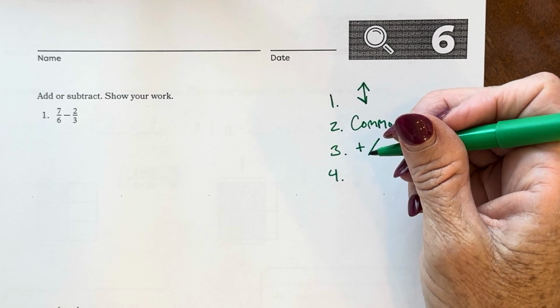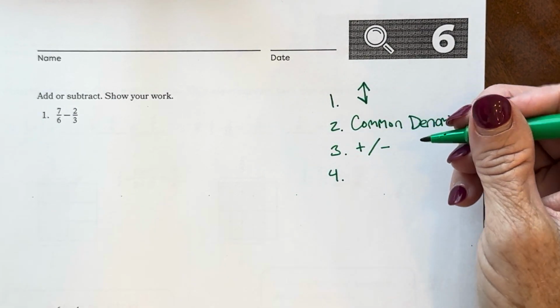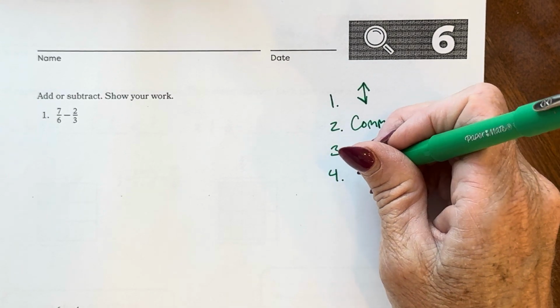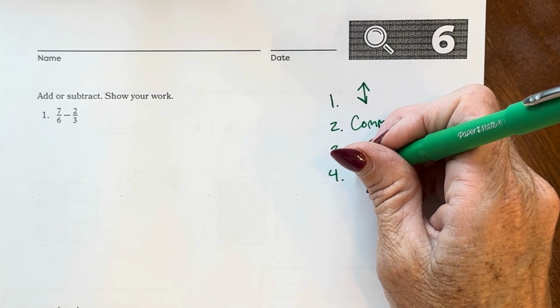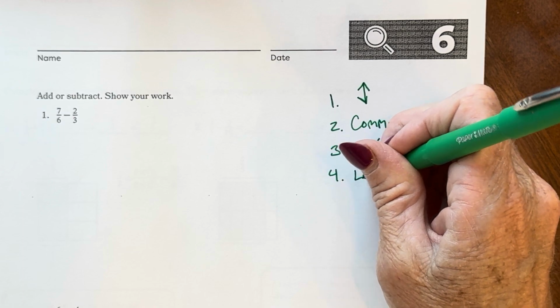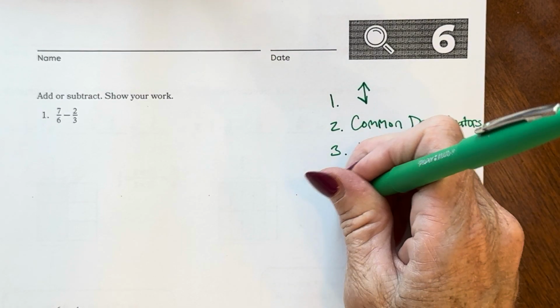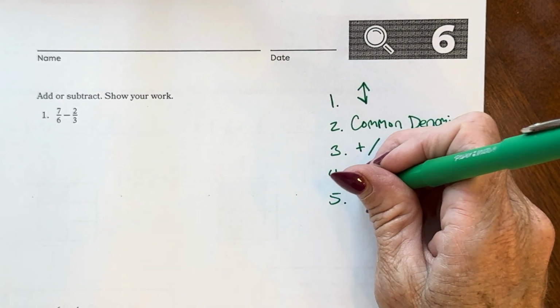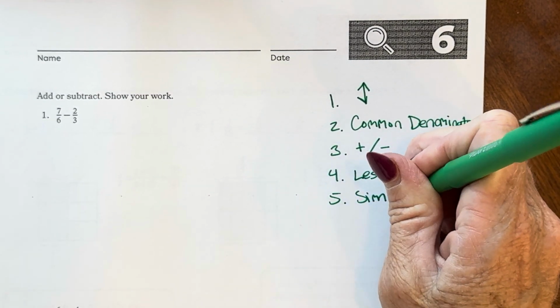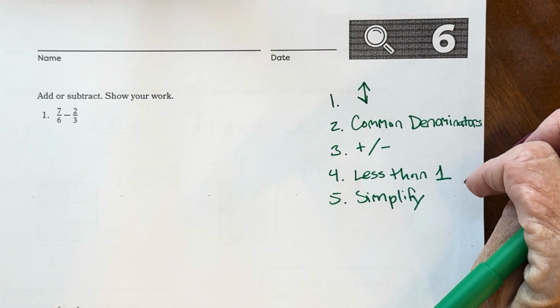Step 4 is if it's improper, we want to make it proper. So we want proper fractions, or we want less than 1 fractions. So less than 1 fractions is our goal. And then if we can, we're going to simplify, which we're going to practice more of over the next few weeks. So those are our steps.